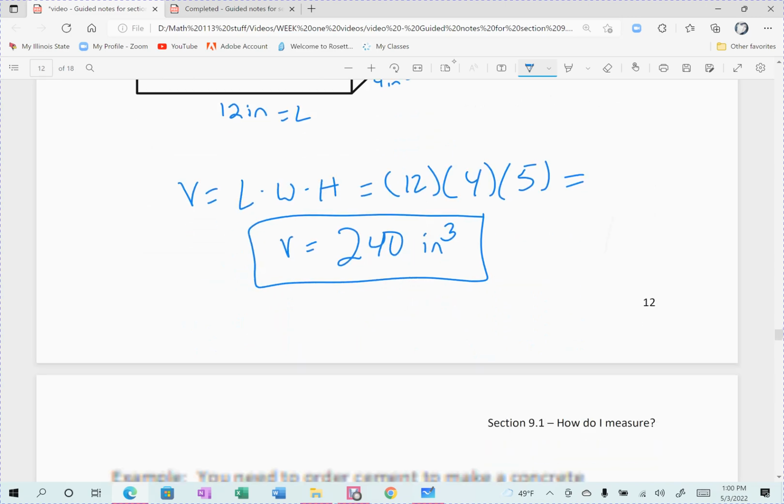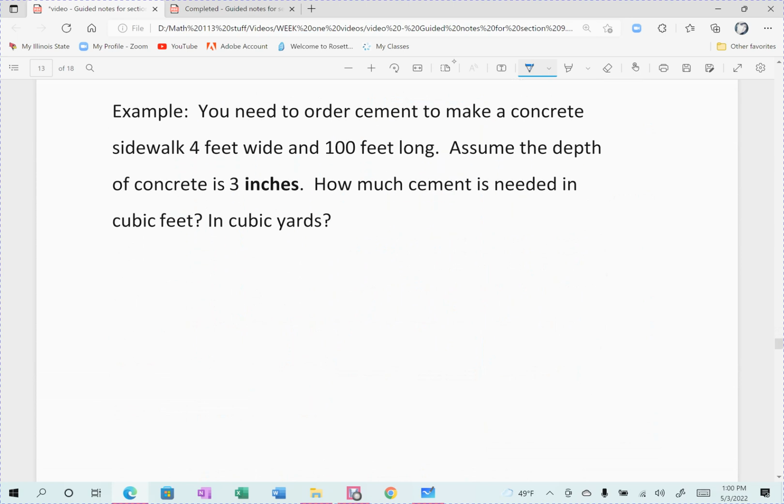All right, so let's do some more examples. These are more application types. This is whenever we're filling stuff up. When we're filling up a pool or, in this case, we're going to make a concrete sidewalk. So we're going to fill up space with concrete in order to make a sidewalk. That's volume, when we're filling stuff up.